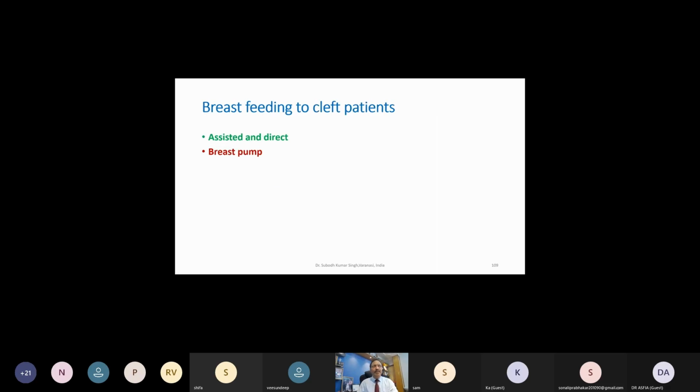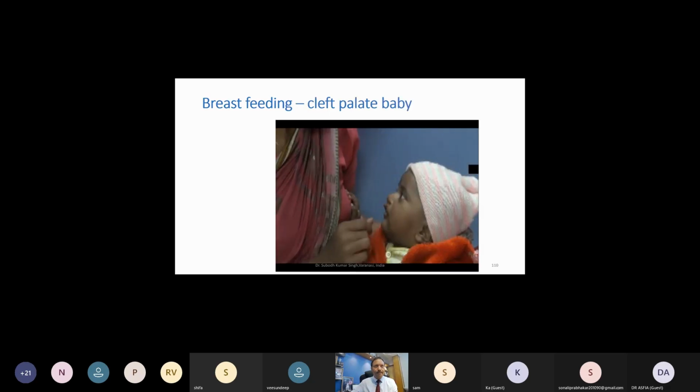So breastfeeding can be given assisted or direct. I do not advise the mothers to use a breast pump. I advise them to express the milk directly into the mouth of the baby. But if the mothers can handle a breast pump and the milk formation continues, they can do this.